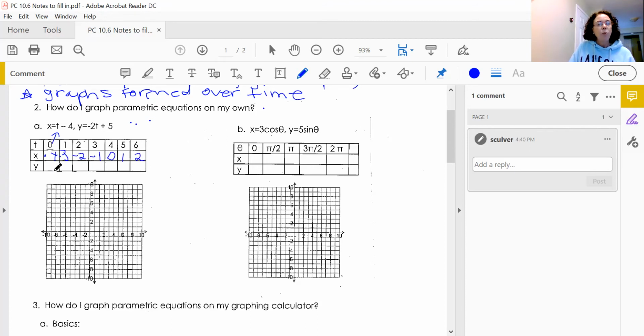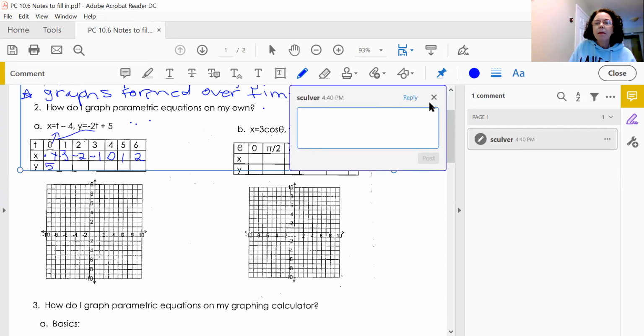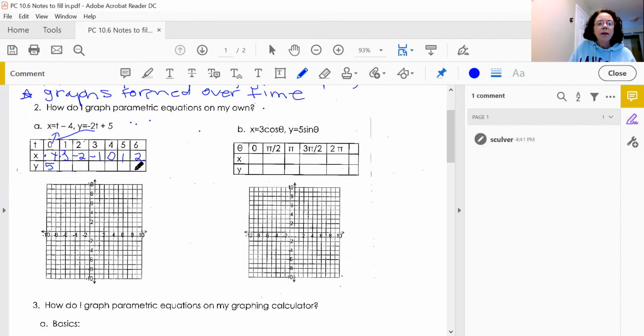Let's do our y equation. We go back to our t's and put in 0 for our t, and that will give us a 5. When we put in a 1, we will get a 3. When we put in a 2, we'll get a 1. When we put in a 3, we'll get a negative 1. When we put in 4, we'll have negative 3.